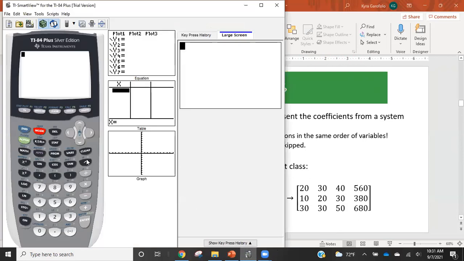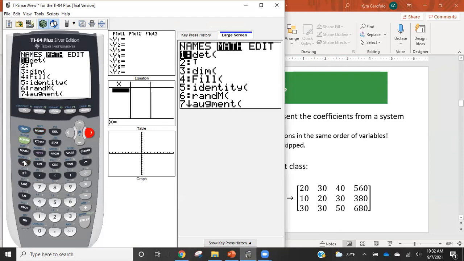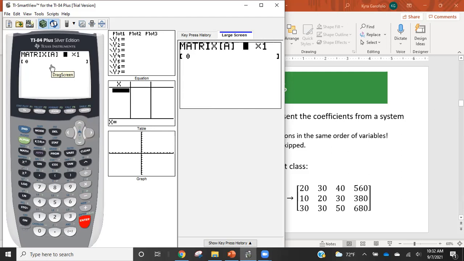I'm going to pull the emulator up. And I am going to go to matrix. Notice that matrix is in blue right here. So I'm going to press second matrix. And I'm going to scroll over to edit. And I want to edit this first one. We're going to let it be A. Now notice here that I have 3 rows and 4 columns. So I'm going to tell it that I want a 3 by 4 matrix.